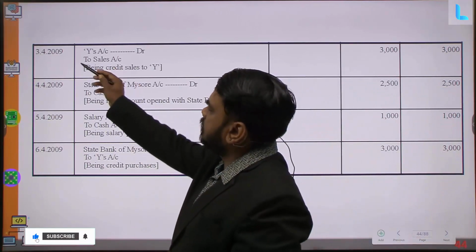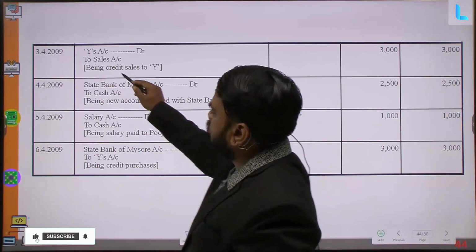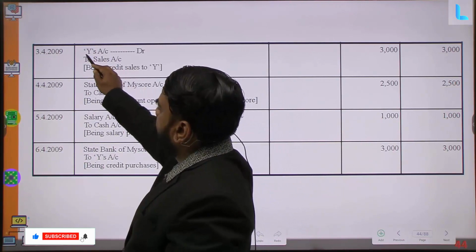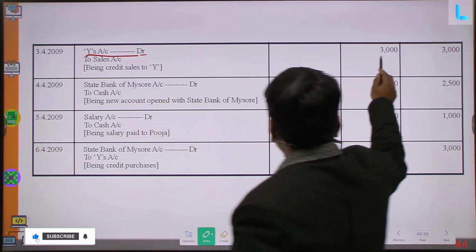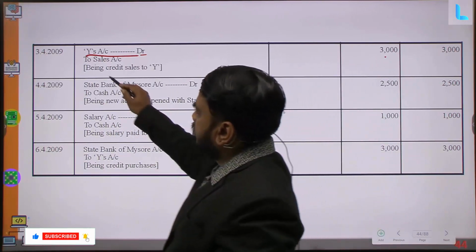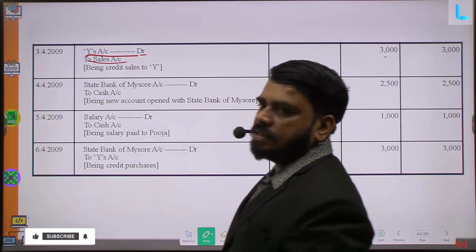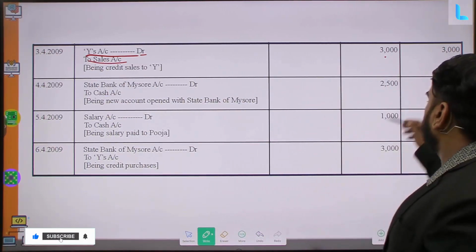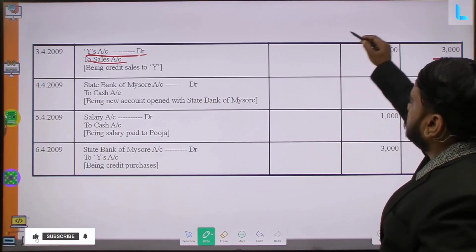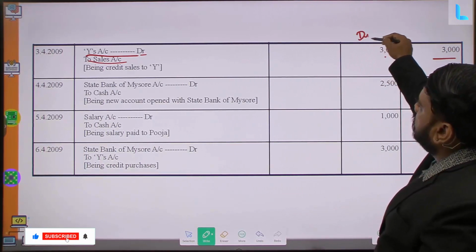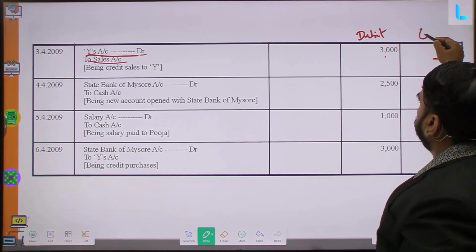Similarly, the next transaction, you can notice here 3,000 rupees of goods we have sold to Y company. So you can see Y account we have debited 3,000 and we are crediting simultaneously the sales account, that is with 3,000. So this is how both the aspects, the debit as well as the credit aspects take place.